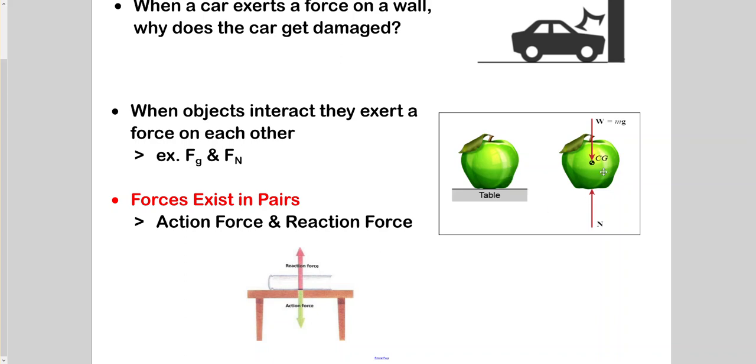So we need to think about what is the object of interest. In this case, the object of interest is the apple. So I would call the apple pushing down the action force and the normal force, or the table pushing back up, the reaction force. If my object of interest was the table, then the action force would be the table pushing on the apple, and the reaction force would be the apple pushing down. They are the same, it just depends on which way you're looking at a problem.